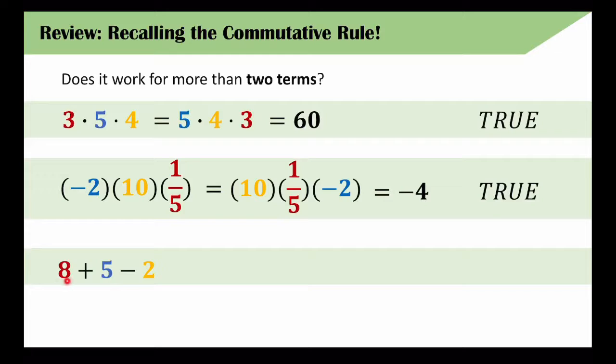Now we have 8 plus 5 minus 2. I'm going to rearrange it. Remember that I keep my negative attached to my 2 here. So there it is. And it equals 11. This is true. So our commutative rule can work for more than just 2 terms.